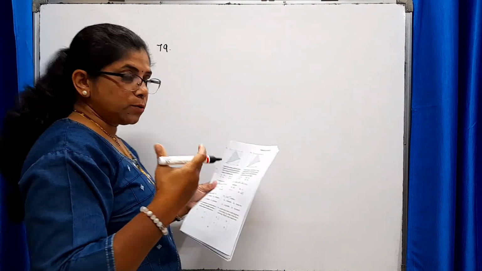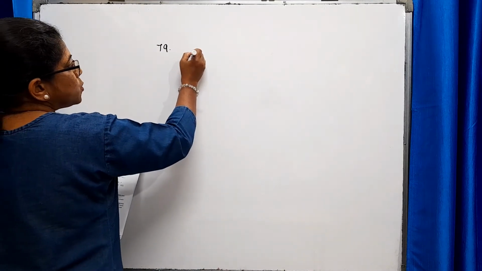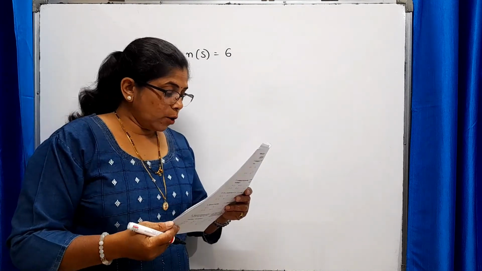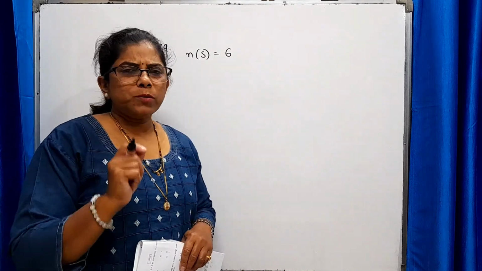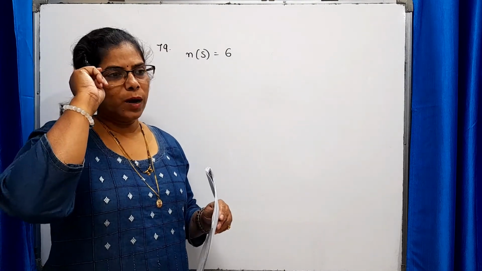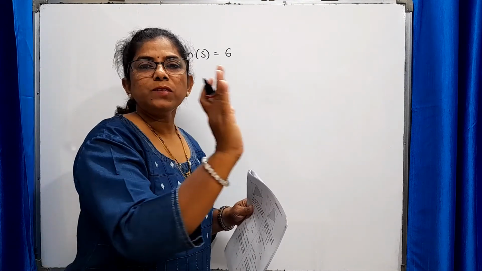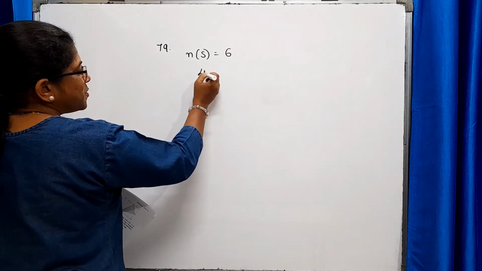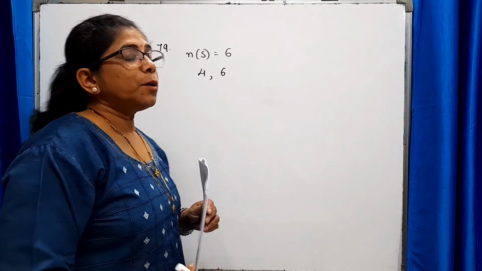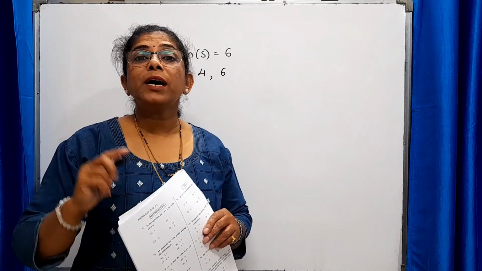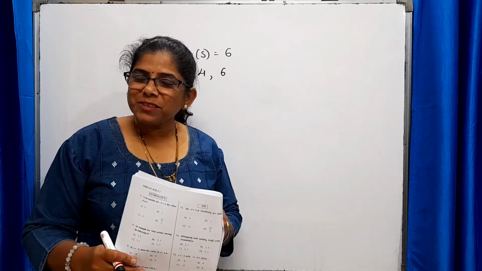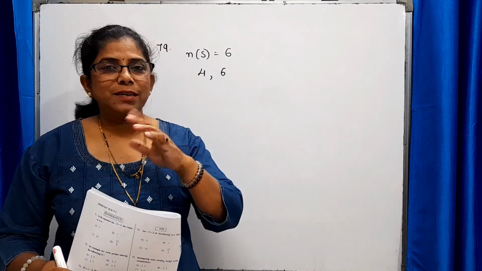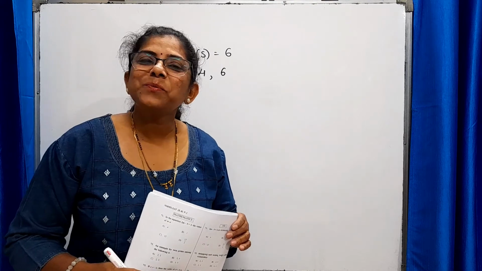As the die numbered 1 to 6 is thrown once, the total number of outcomes is 6. Now, 1, 2, 3, 4, 5, 6. Out of these 6 numbers, which are the composite numbers? Composite numbers are 4 and 6, the numbers which have more than 2 factors. The numbers which have only 2 factors, that is 1 and the number itself, are called prime numbers.